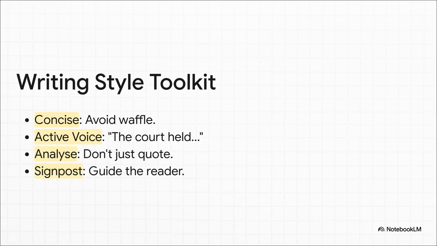Your actual writing style matters a ton too. Think of it like a toolkit for making your analysis shine. First, be concise. Cut out the waffle. Tutors can spot padding a mile away. Second, use the active voice. Instead of "it was held by the court," say "the court held." It's so much more direct. Third, analyze, don't just quote. Long quotes are a waste of space. Paraphrase the point and then explain why it matters. And finally, use signpost words, like however, furthermore, consequently. They act like a GPS for your reader, guiding them smoothly through your argument.